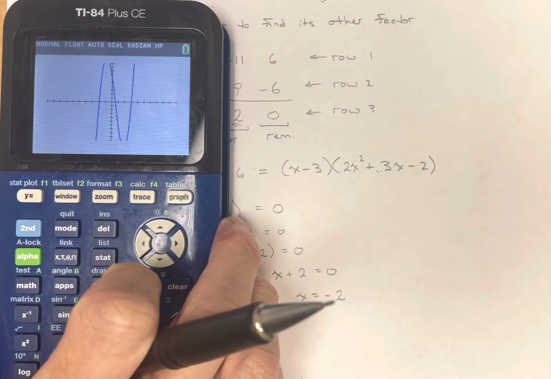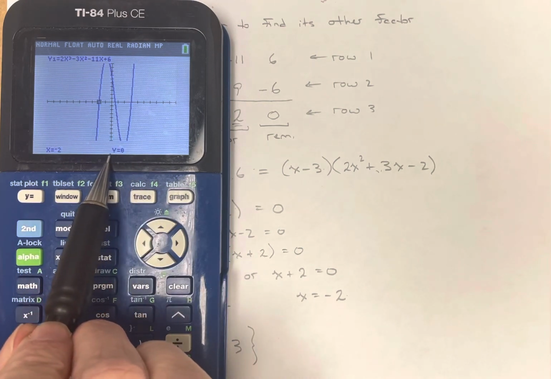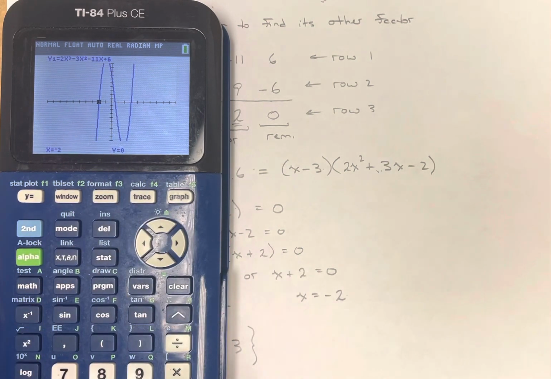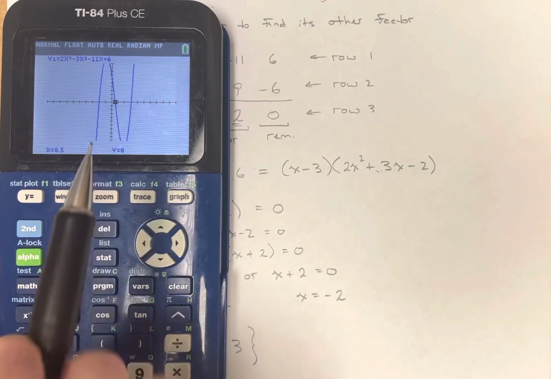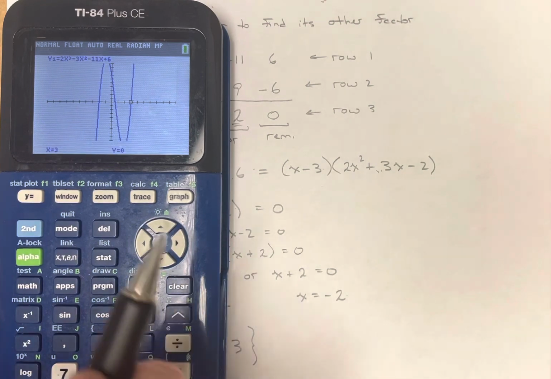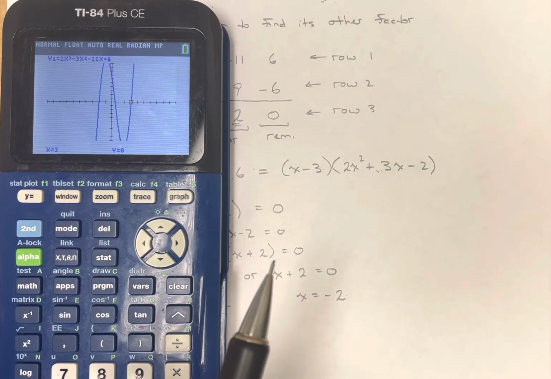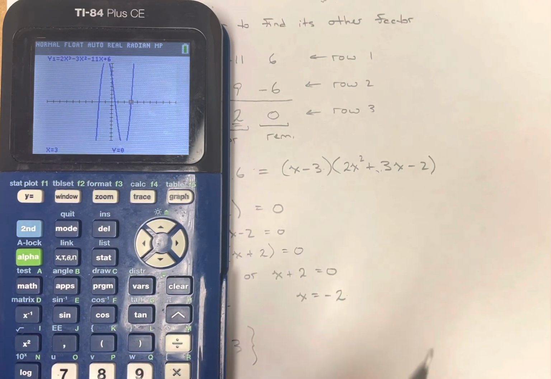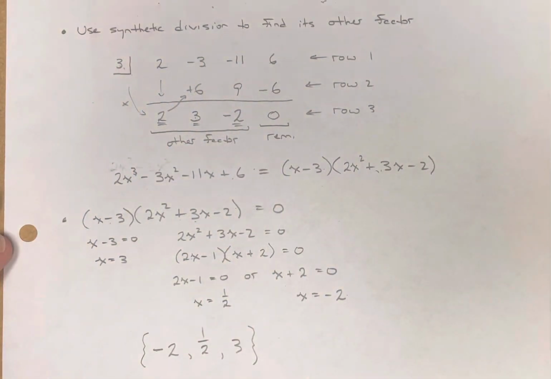I'm going to check this with my trace key, and I'm going to put in -2. That's a 0 right there. Now let's put in 1/2, 0.5. That's a second 0 right there. And now let's put in 3. And there's the third 0 right there. Of course, oftentimes the graph gives you a quick answer. Really nice.